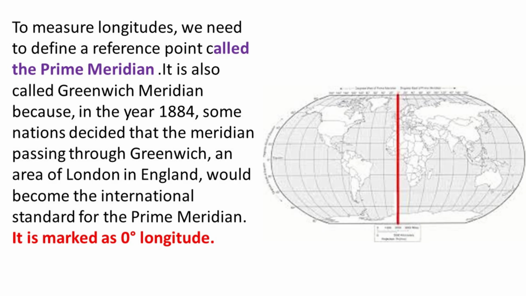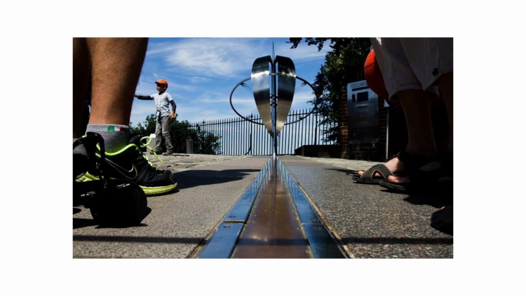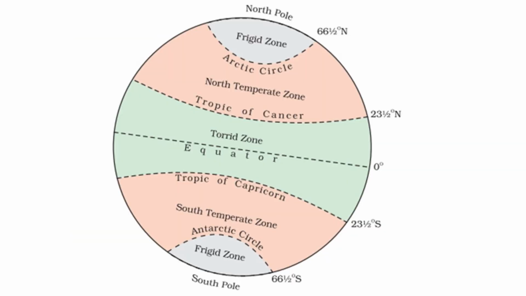To measure longitudes, we need to define a reference point called the prime meridian. It is also called Greenwich meridian because, in the year 1884, some nations decided that the meridian passing through Greenwich, an area of London in England, would become the international standard for the prime meridian. It is marked as 0 degrees longitude.